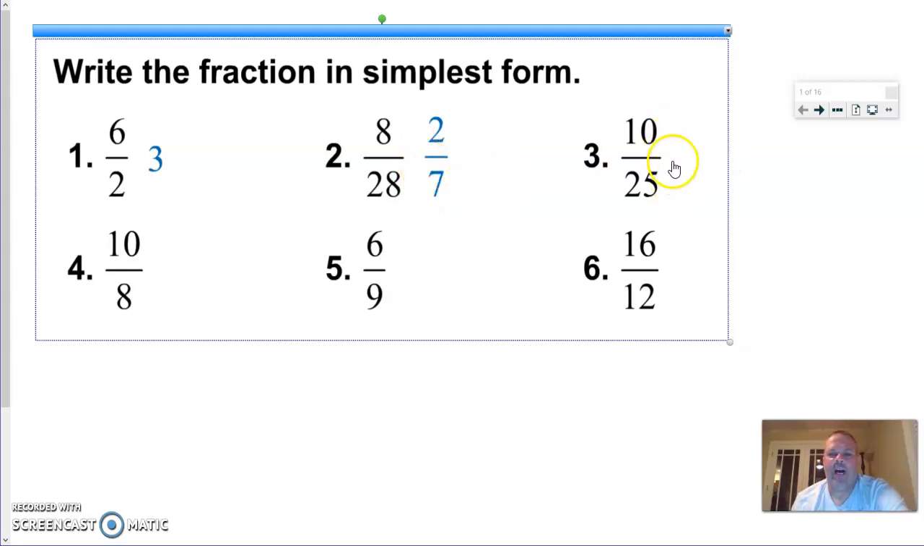We can divide by 5 on both of these and get 2/5. 10/8 we can divide by 2, which is 5/4. The nice thing about slope is we can leave it as an improper fraction. We do not have to change it to 1 1/4. For number 5, we can divide by 3, which would give us 2/3. And for number 6, we can divide by 4, which is 4/3. Again, we can leave our slope as an improper fraction.